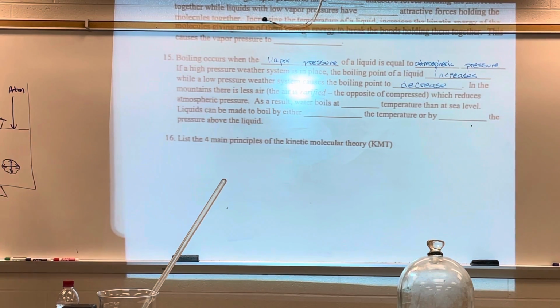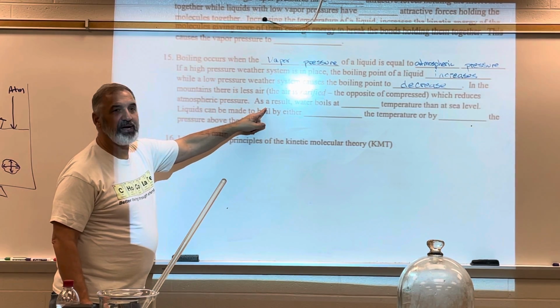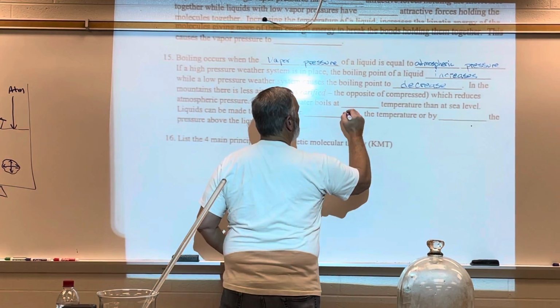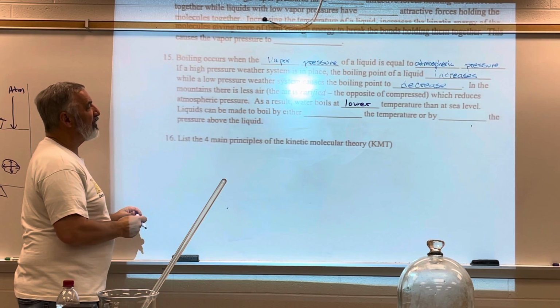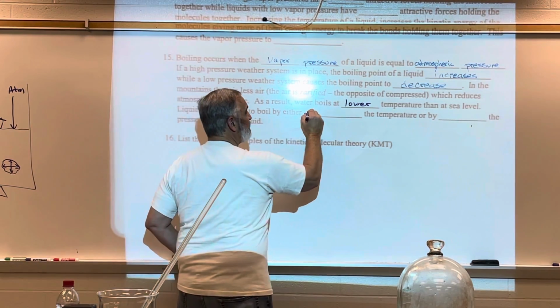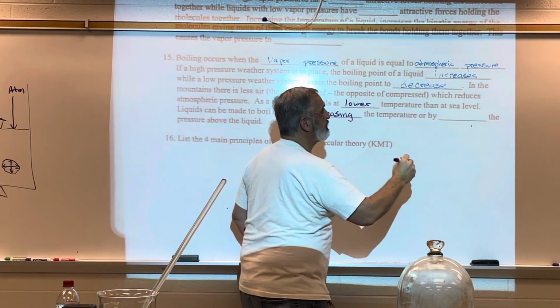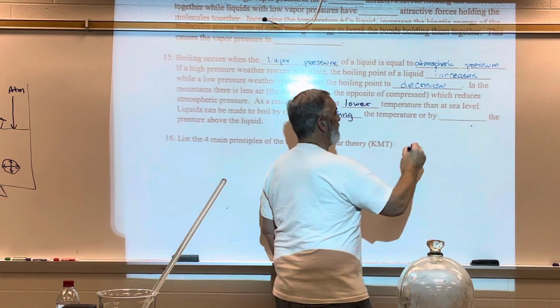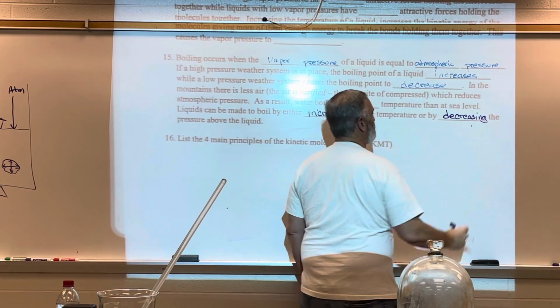say that on video. As a result, if the atmospheric pressure is less in the mountains, what does that mean? Does it boil at a higher or lower temperature? At a lower temperature than here. Okay? Liquids can be made to boil by either increasing the temperature or by doing what to the pressure? Decreasing the pressure. Okay?